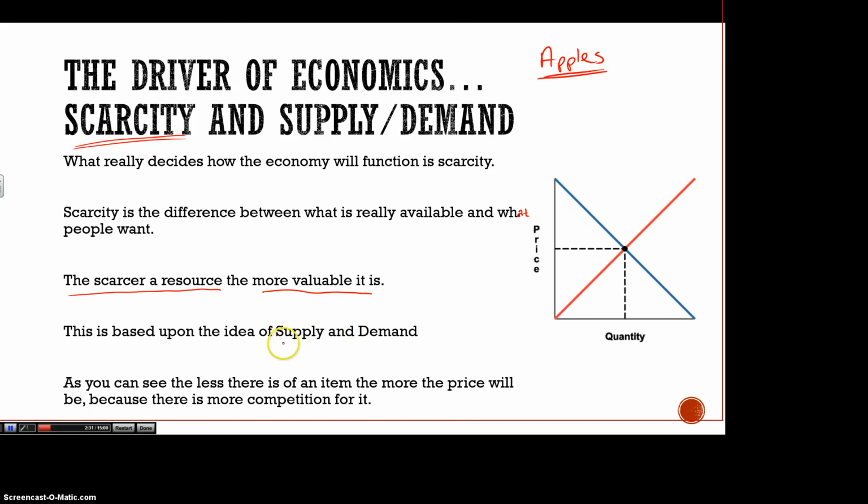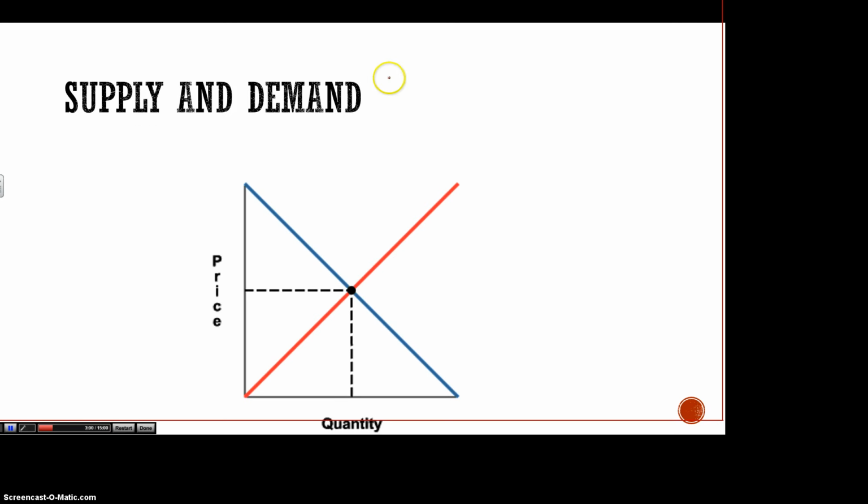This is based upon this idea of supply and demand. Supply and demand we're going to show with this graph right here, and we're going to give you an example in just a moment. As you can see from this graph, however, the less there is of an item, the more the price will be. And the more there is of an item, the less the price will be. This is because of the idea of competition. So let's take a look. We're going to look at an example with apples.